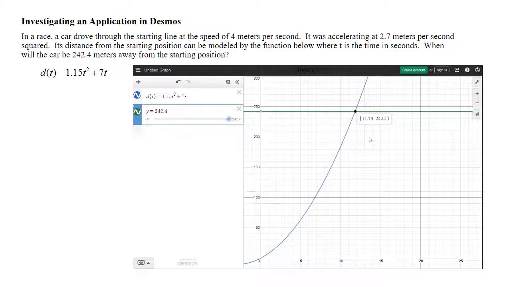So it turns out that when the x value is 11.79, or remember this is a function where the input is t, so really that's t equals 11.79, then we have a distance from the starting point of 242.4. So our answer is that it's going to take 11.79 seconds to be that far away from the starting point.